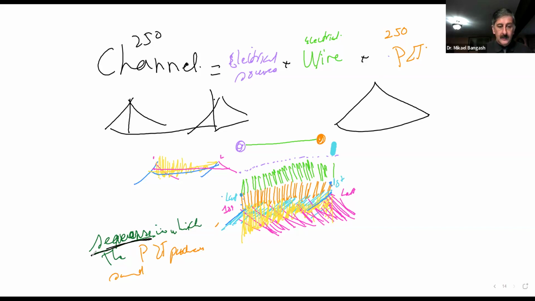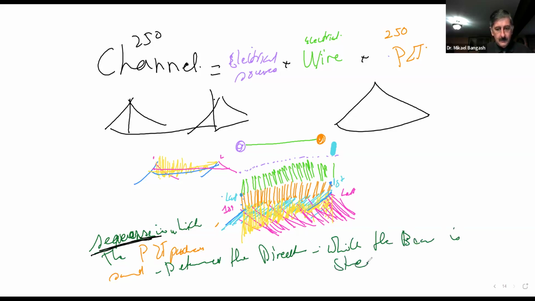So that's why I say the sequence in which the PCTs are stimulated or produce sound waves is going to determine the direction in which the beam is steered. Did you guys get that?